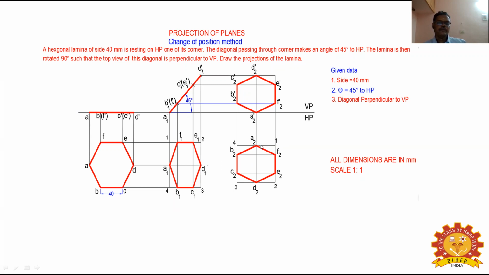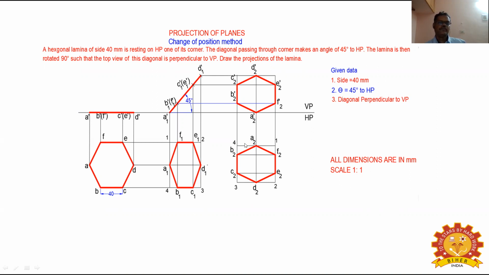Okay, and you have to transfer all these points. Then here the AD is horizontal and AD becomes vertical. So once if you transfer all these points, join A2, B2, C2, D2, E2, and F2 and A2. Okay, by using a HP pencil, therefore you will get a hexagon lamina rotated by 90 degrees. That is called as change of position method.